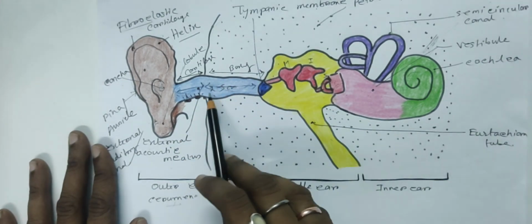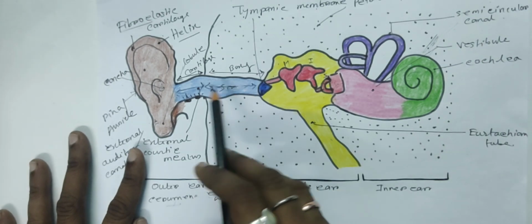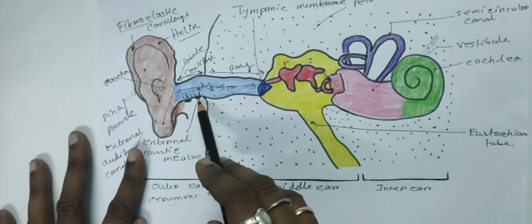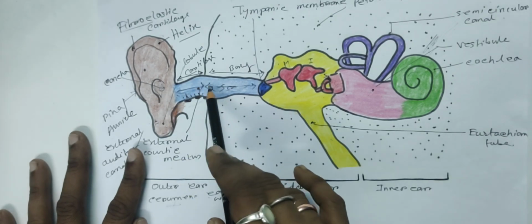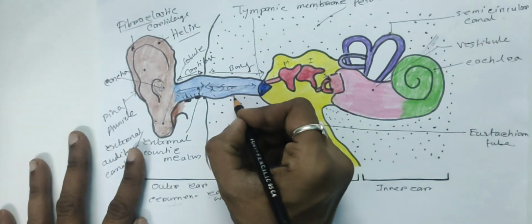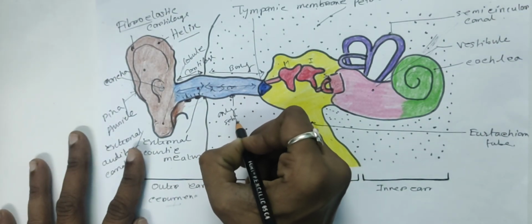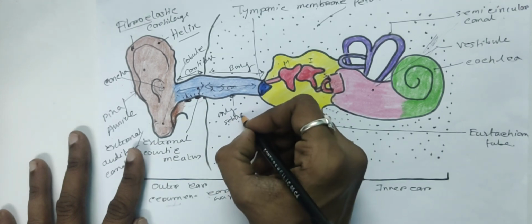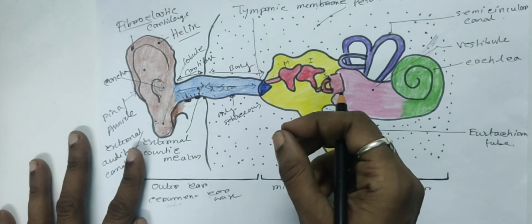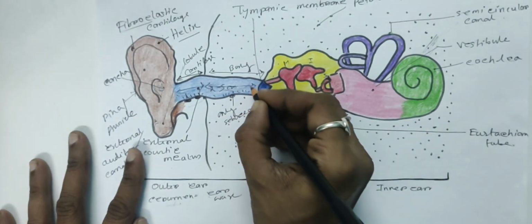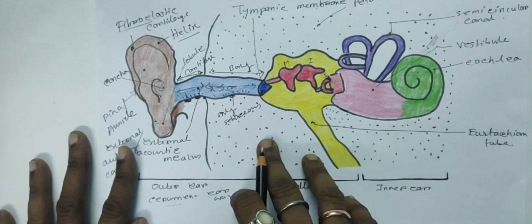Now come to the inner bony part. Here we find only sebaceous glands. Both sebaceous glands and ear wax glands are present in the cartilaginous part, but in the bony part only sebaceous glands are present. Very fine hairs are also present here, but they are very fine in structure.